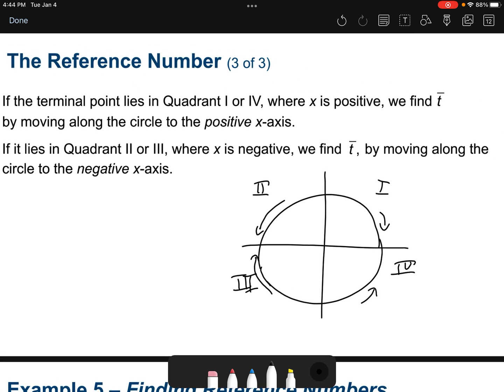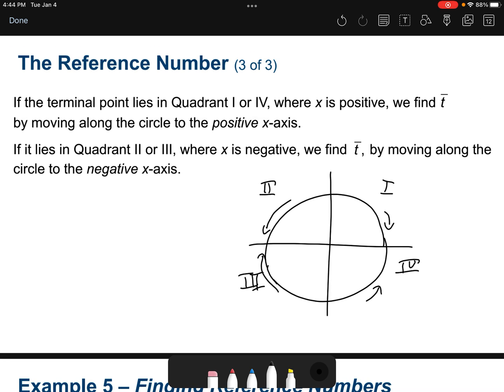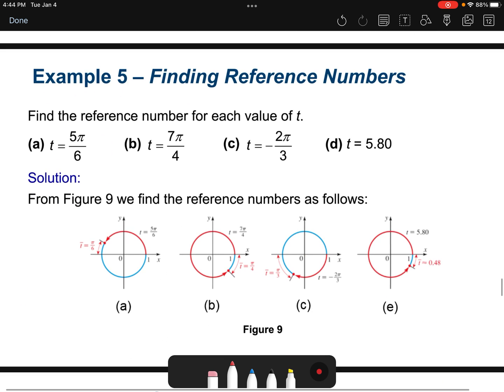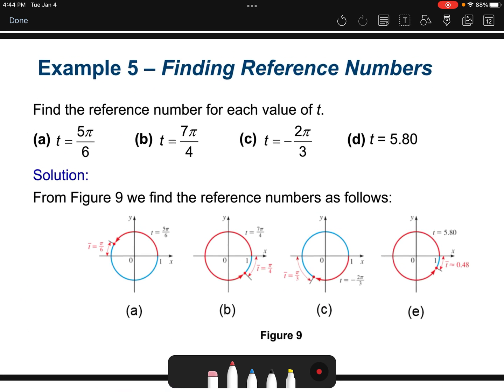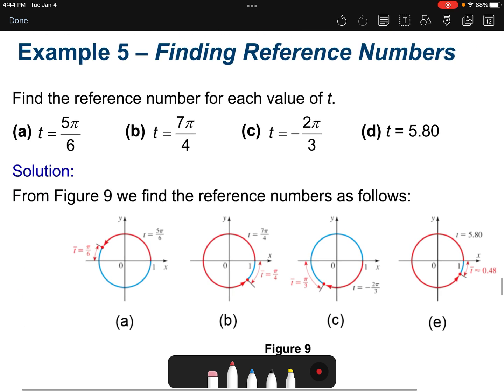And I'll be honest with you, I've never taught this way, so this is kind of new to me, but it also is pretty exciting. It really makes a lot of sense. So if we use this then to find the reference numbers for each value of t, remember, if we're on the left side, we're going to go left. We're on the right side, we go right. So it's pretty easy if you think about it like that.